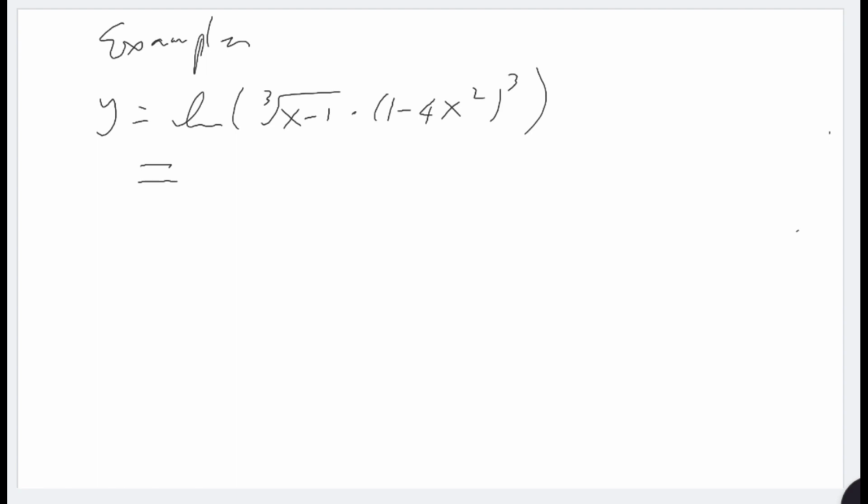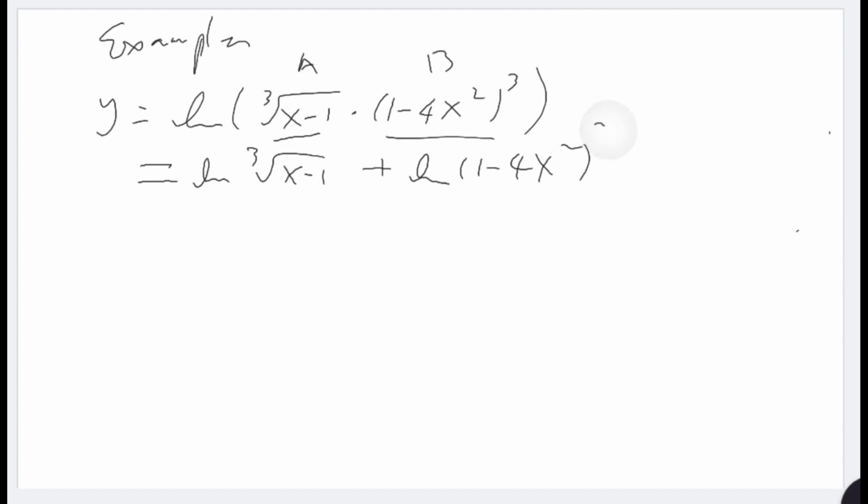So this is like a, this is like b. So we're going to have a log a plus log b. More terms, but each is much simpler than the original one.